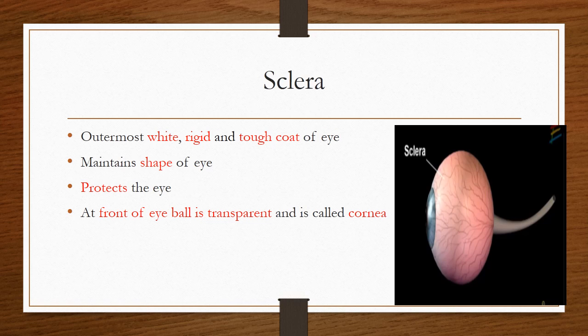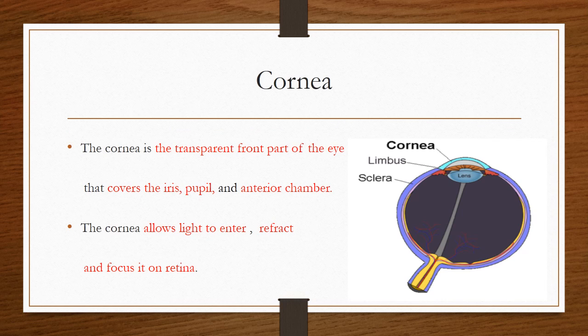Sclera, it's the outermost white, rigid and tough coat of the eye. It maintains the shape of the eye. It is also known as the white part of the eye that protects your eye. At the front of the eyeball, the sclera is transparent and it is known as cornea, the bulging part. Let me show you the cornea. So you can see the sclera bulges out as cornea as a transparent part.